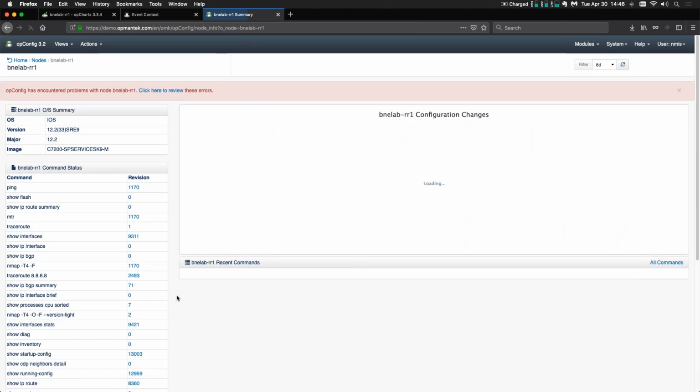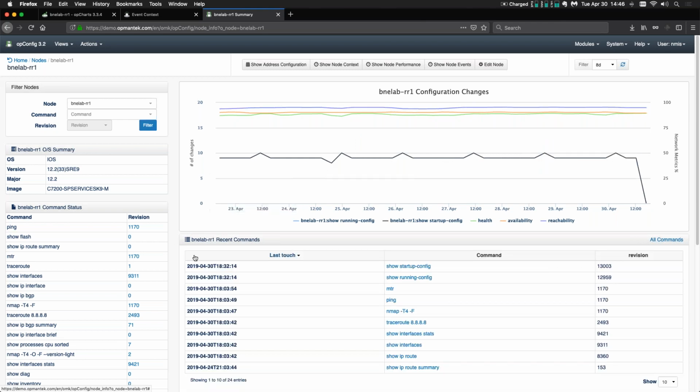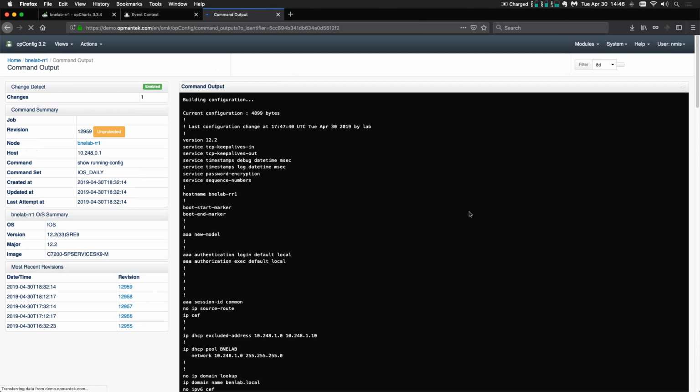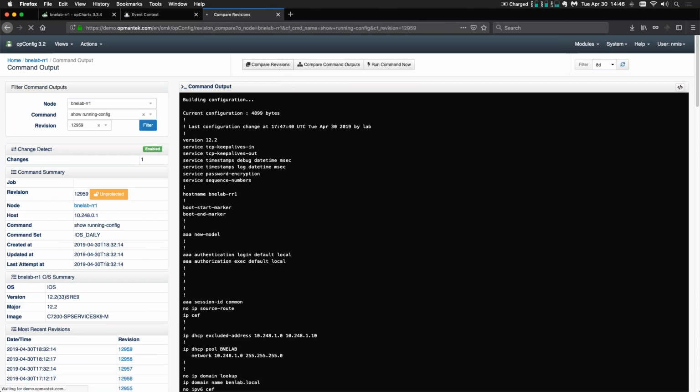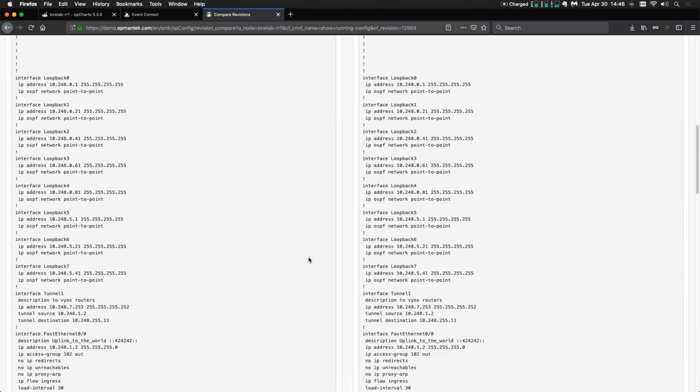And so, for example, if we continue looking at BNE Lab RR1, I can see there have been 766 changes over the last few hours, and you can see several changes happen every day. You can see the different commands that have been executed and how many revisions there are. And for example, very quickly, I can go into show running config. I can compare the revisions of this command. I can run a visual diff just so I can see the revisions.